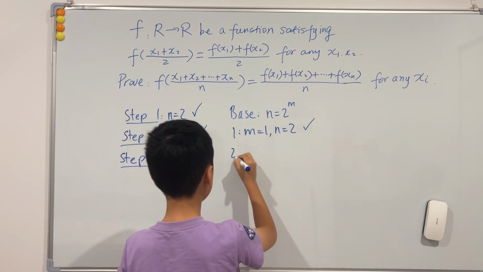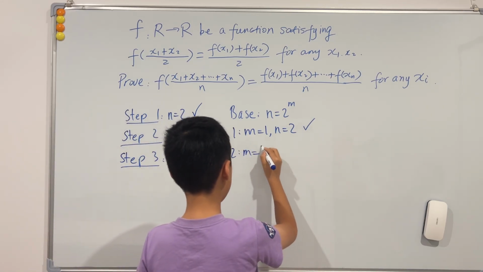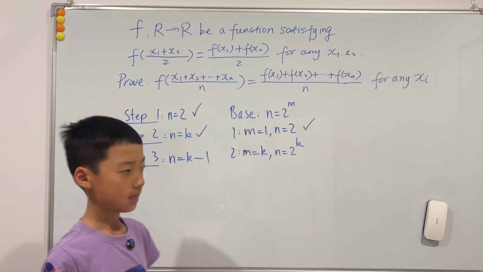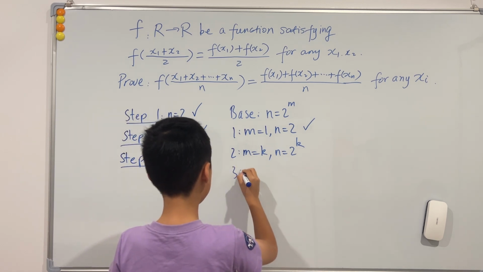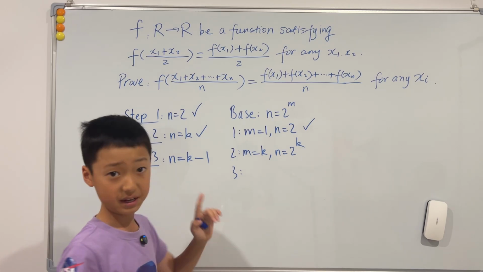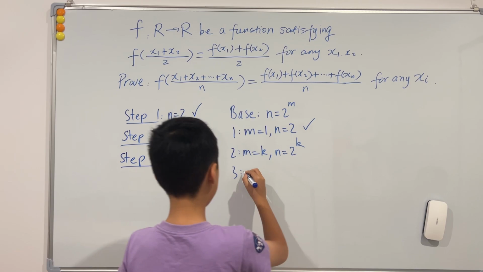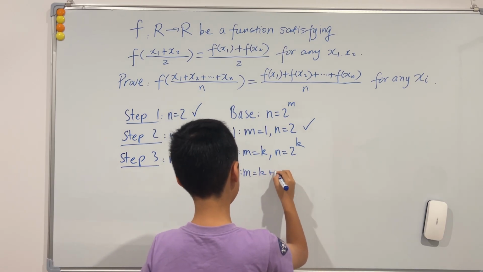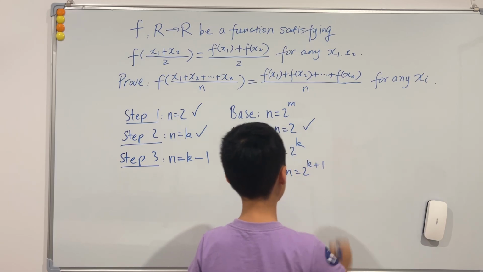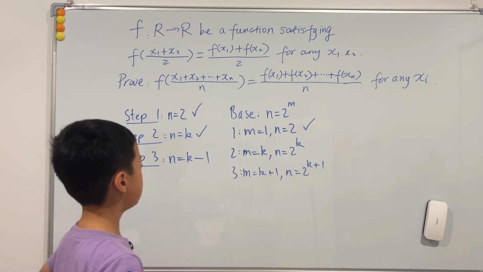And then step 2 is we assume true for m equals k, so n is equal to 2 to the power of k. And then step 3 is we have to prove true, and in this we're going to use traditional induction. We have to prove for m equals k plus 1, or n is equal to 2 to the power of k plus 1. Okay, so how do we prove this?